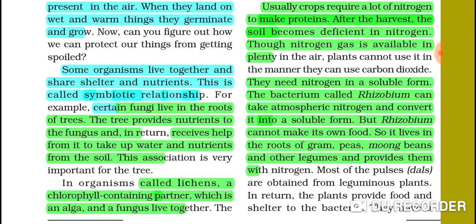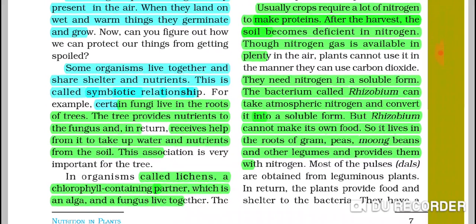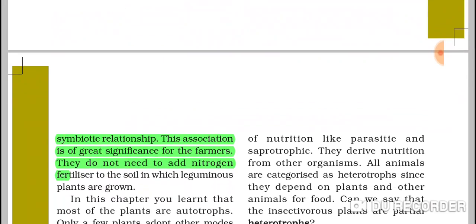Symbiotic relationship can also be seen in the roots of some pulses. As we already know, plants cannot directly absorb nitrogen from the air. So there are certain bacteria called rhizobium which are present in the roots of these pulse plants or legumes, dals, and they help in fixation of nitrogen, and in return the plant provides them shelter. So this is also an example of a symbiotic relationship.